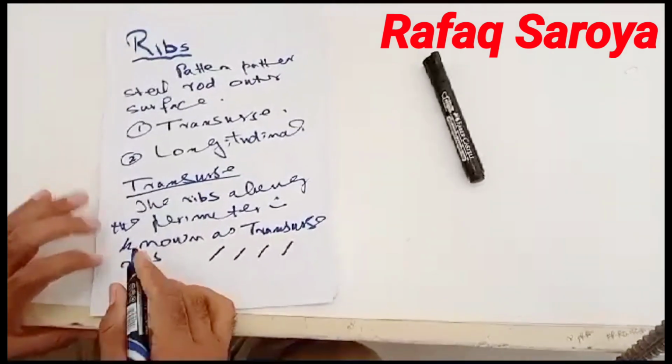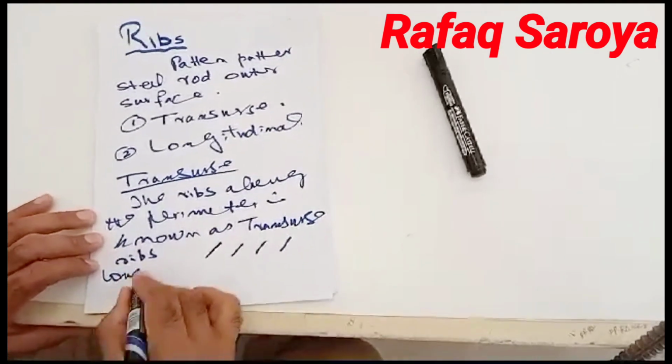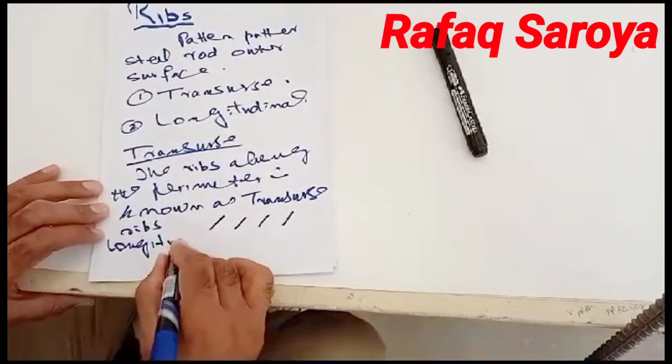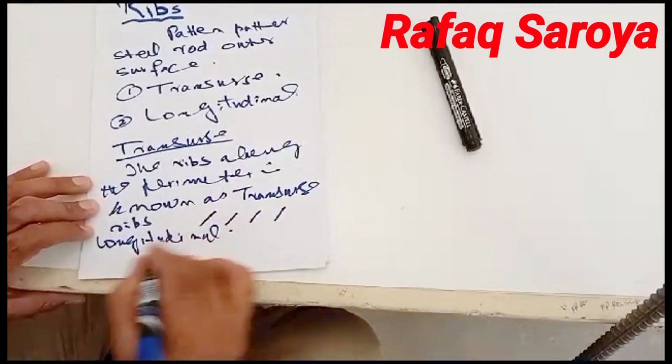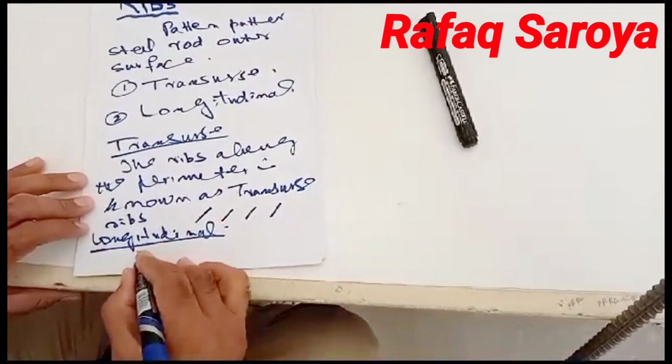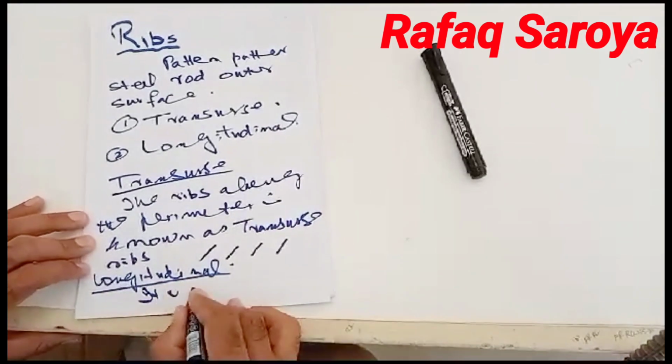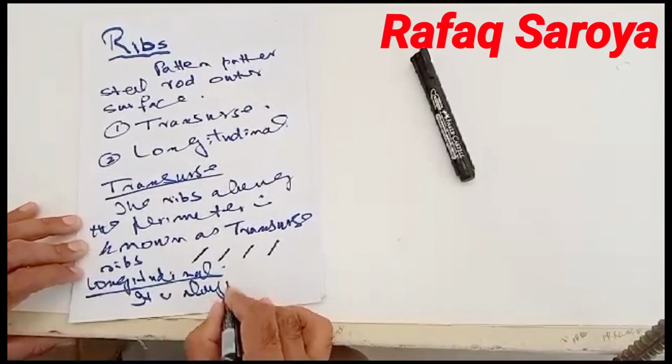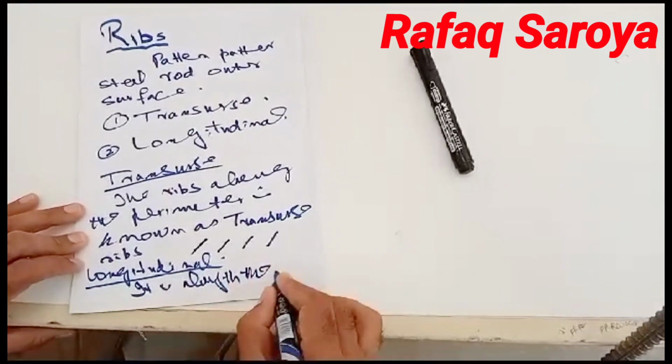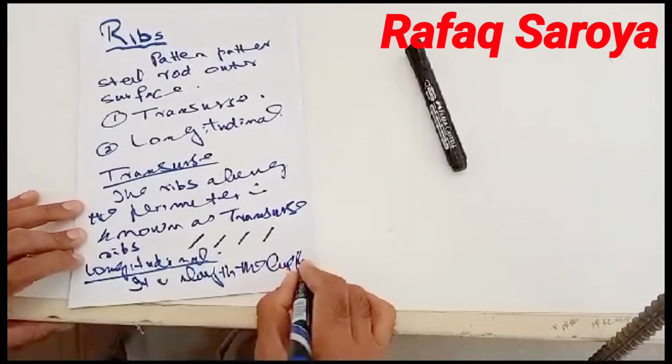And the next one is the longitudinal. It is along the length of the rod.